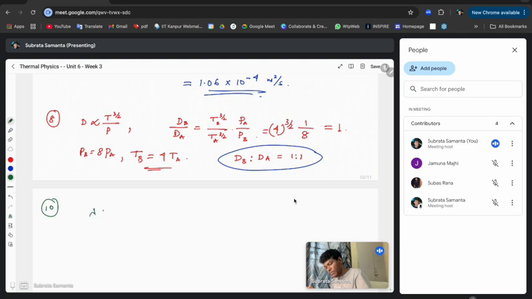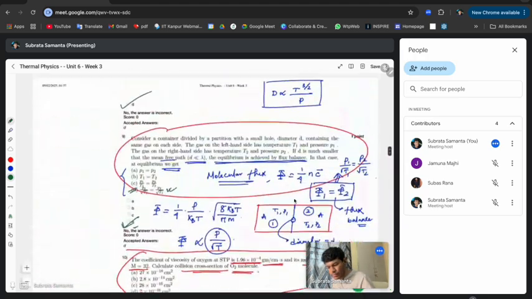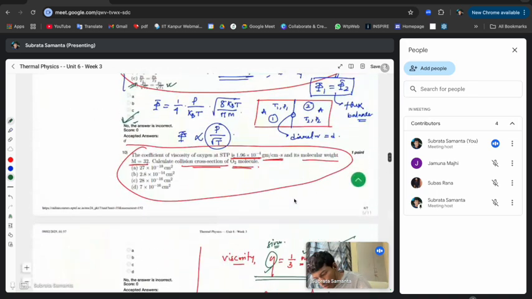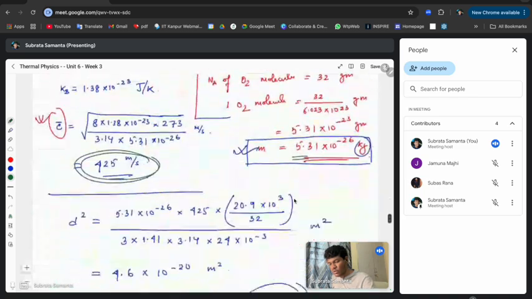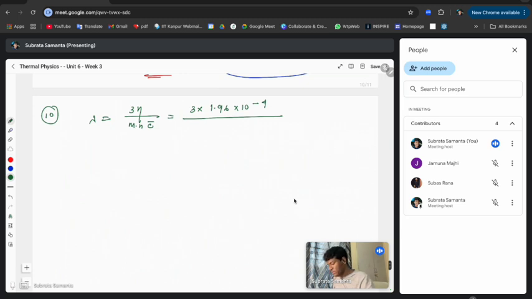So lambda, the mean free path, is 3 eta over m times n times C average. Now eta is given: 1.96 times 10 to the power minus 4. Let's check the units in which the viscosity is given. The viscosity is given in CGS units, so it's fine. No need to change the unit, because everywhere I am using CGS units.